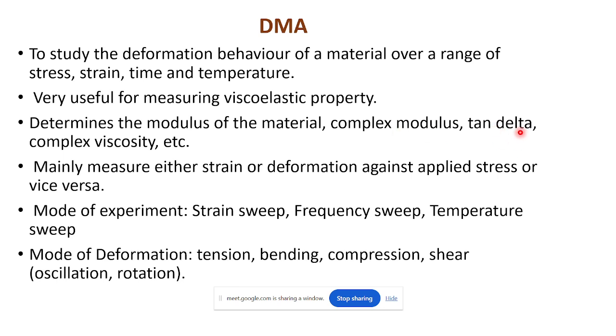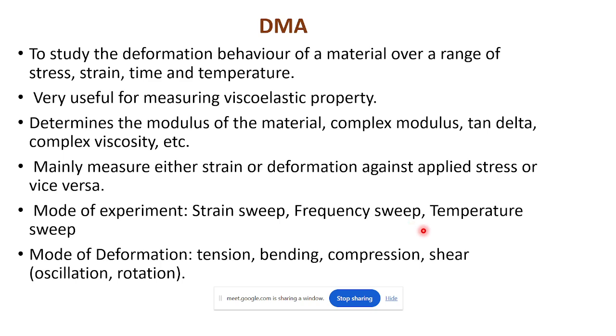Next is the tan delta, we will discuss it later. That is basically loss modulus by storage modulus. It mainly measures either strain or deformation against applied stress, or vice versa. So you may put in the strain and measure the stress, or you put in stress and measure the strain. So there are different modes: strain sweep, frequency sweep, temperature sweep.